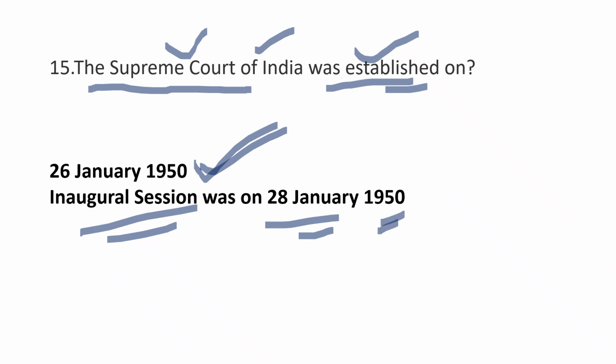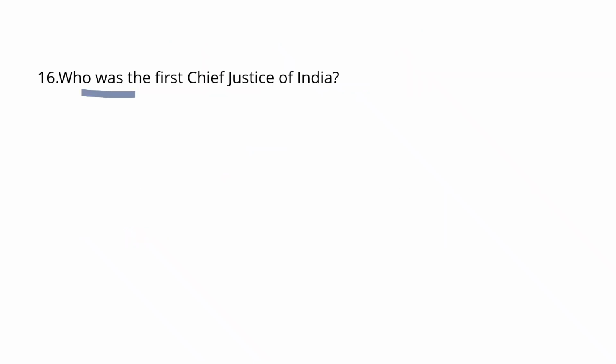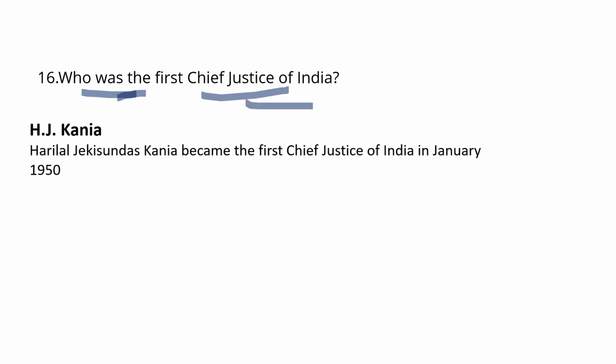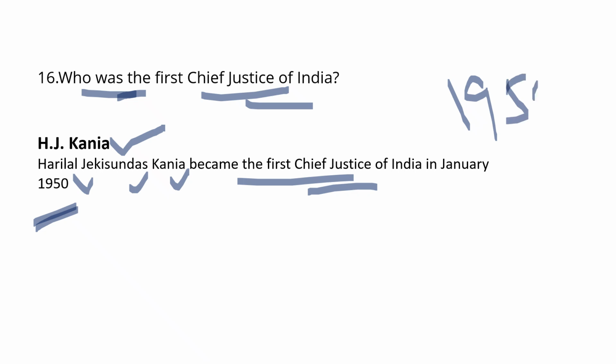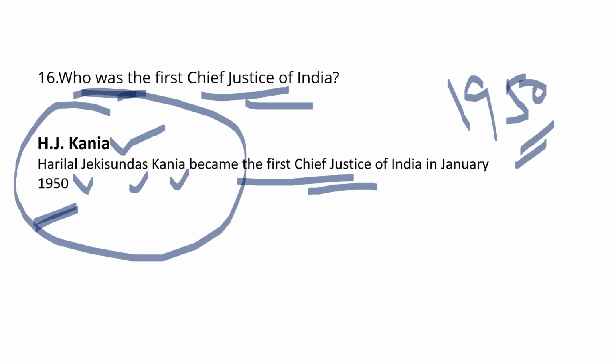Okay, next question. Who was the first Chief Justice of India? The answer is H.J. Kania. Harilal Jekisundas Kania became the first Chief Justice of India in 1950. In the previous question, we have seen the Supreme Court of India was established in 1950, January 26th. The first Chief Justice of India was H.J. Kania, Harilal Jekisundas Kania, in 1950. Next question.